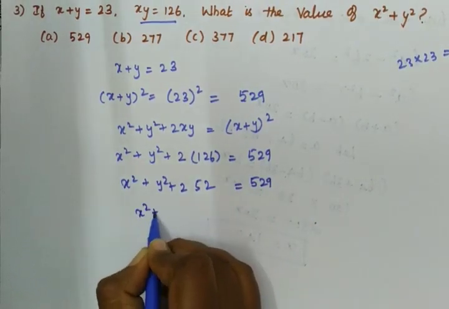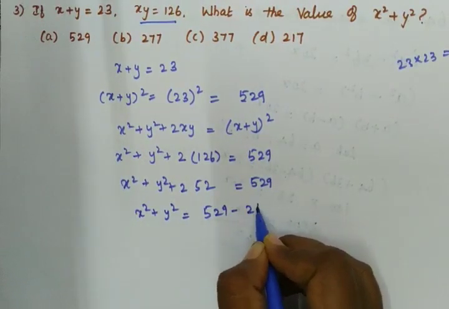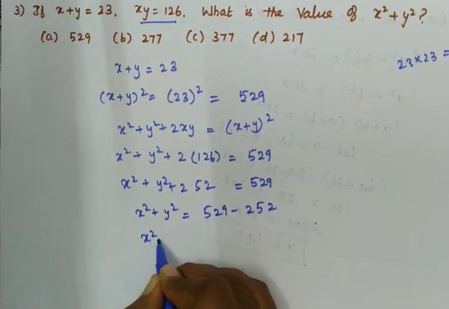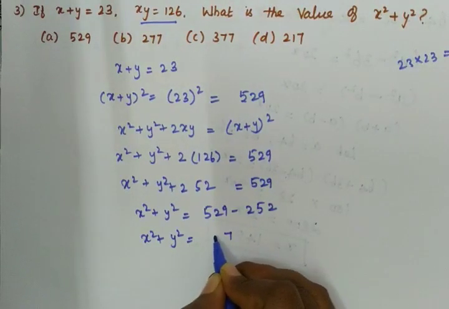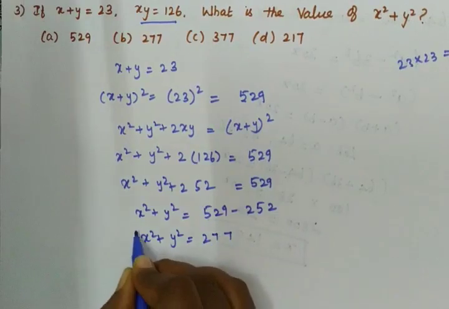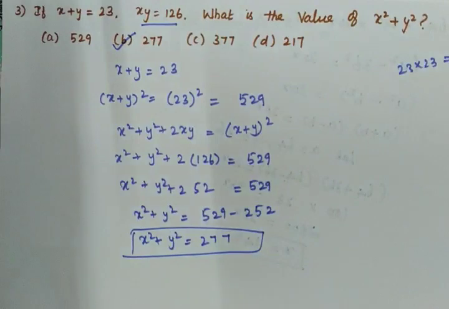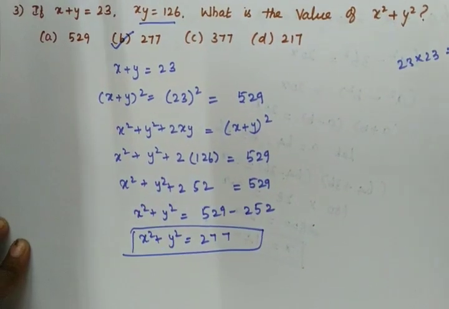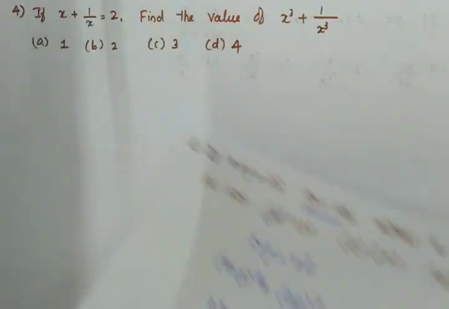Now x square plus y square is equal to 529 minus 252. So x square plus y square is equal to 277. This is the answer. So the answer option is B. So like this we have to find the answers. Now let us move on to the next problem.